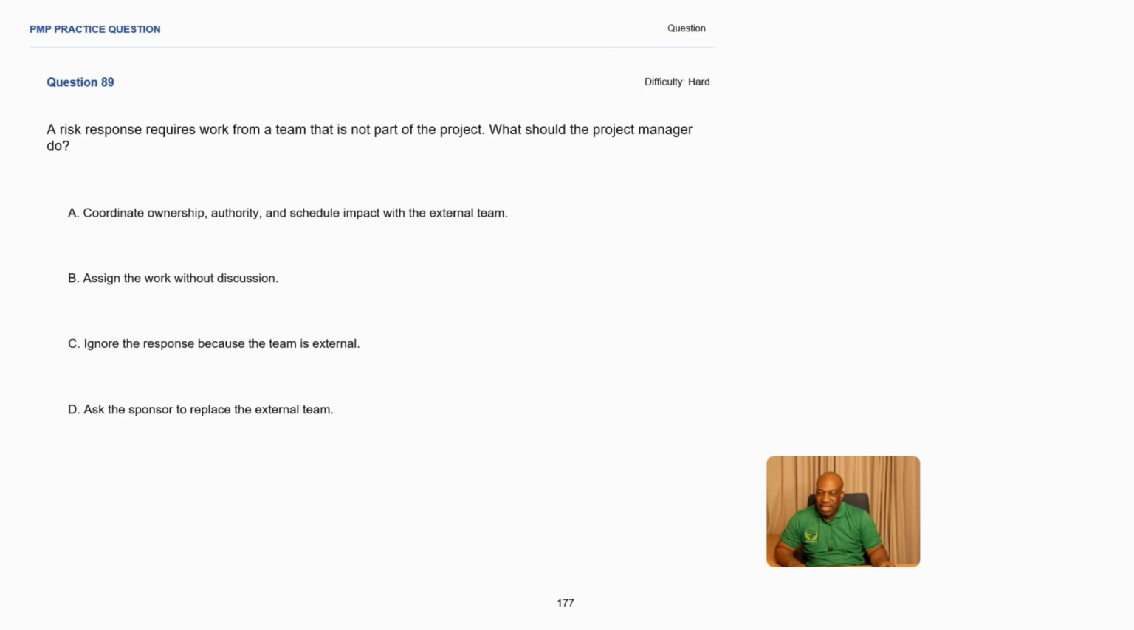Practice question number 89. A risk response requires work from a team that is not part of the project. What should the project manager do? Okay, this is a very interesting question, and the difficulty here is also hard. A risk response requires work from a team that is not part of the project. So you want some response, but the team is not part of the project. What should the project manager do?